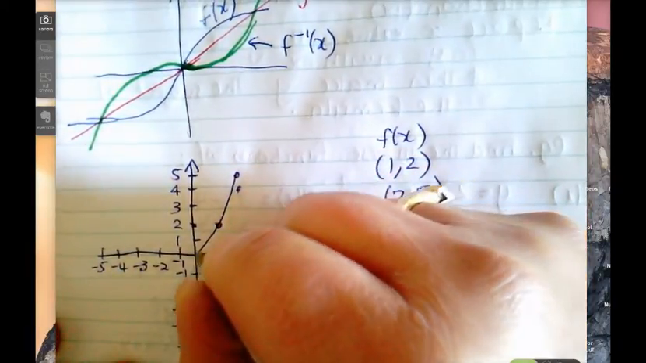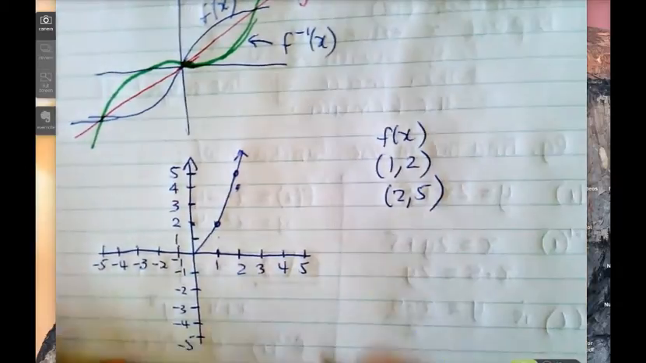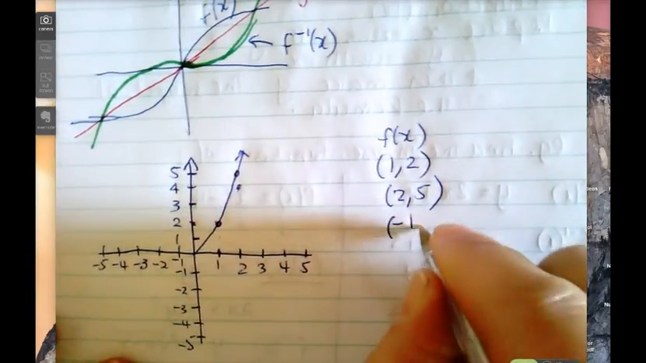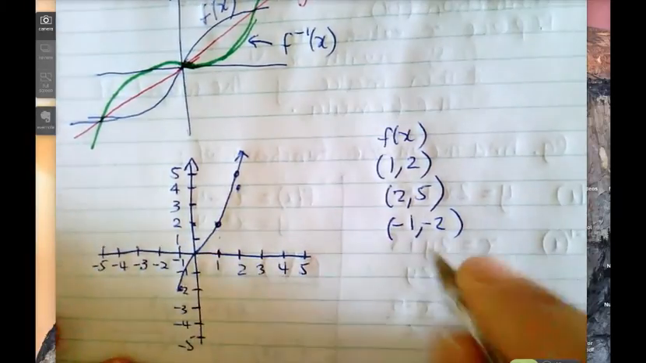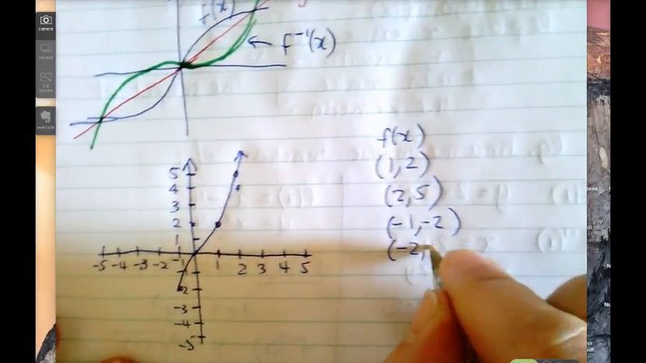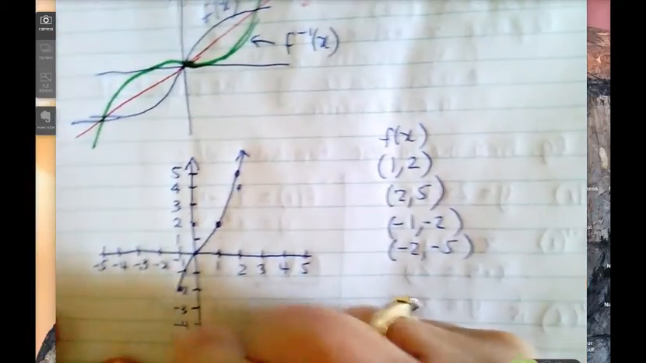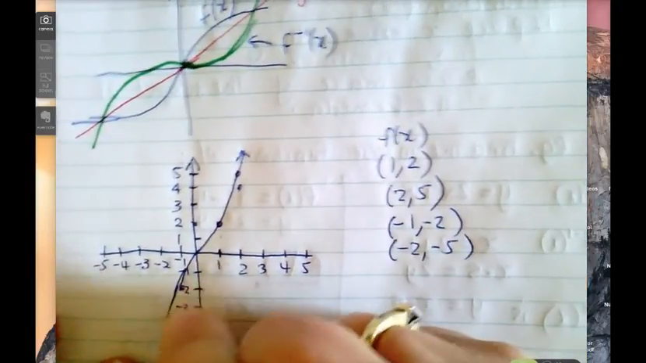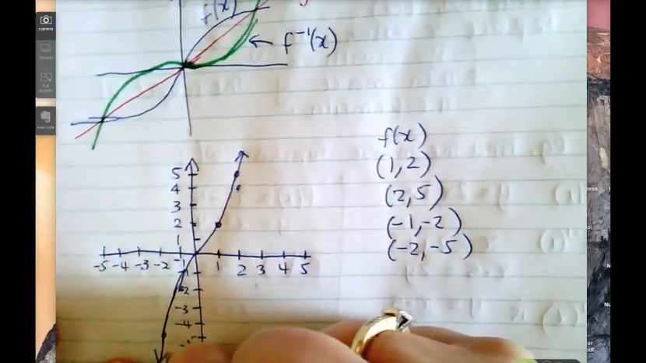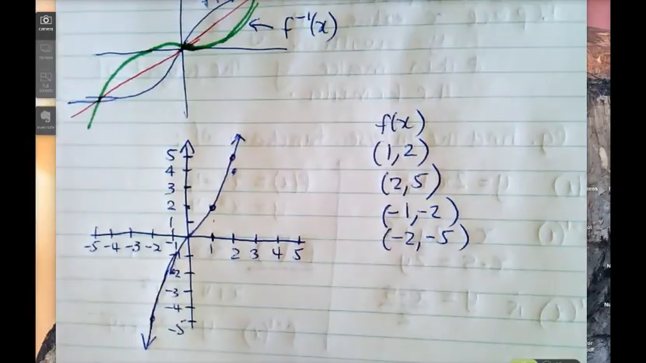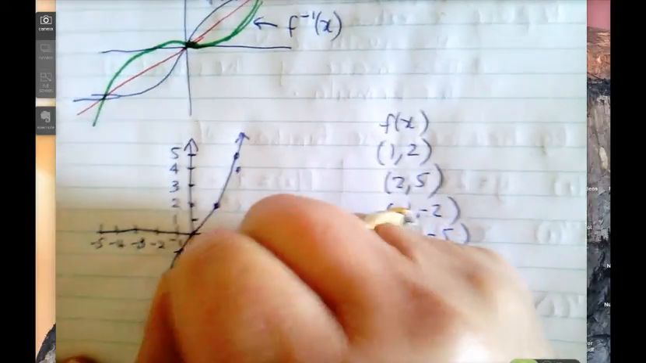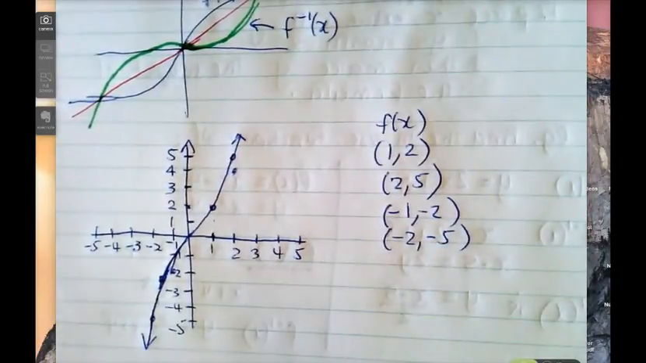It's like a sort of parabola type thing. I'm also going to get it to pass through (-1, -2). And I'm going to get it to pass through (-2, -5). It's like a cubic, but not quite, all right? So that's my original function. It's passing through (1, 2), (2, 5), (-1, -2), and (-2, -5).